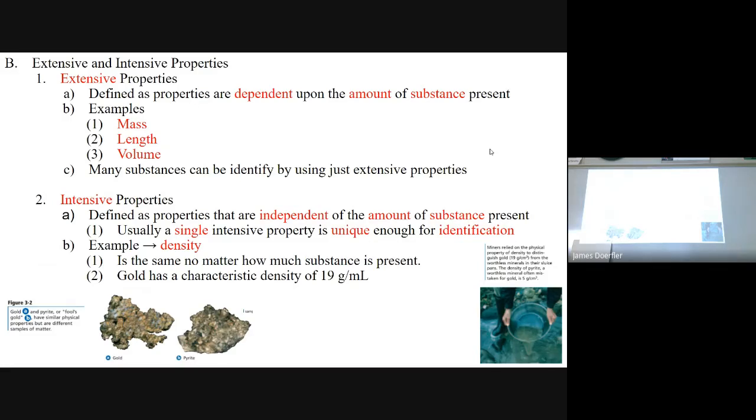Now, continuing on with our types of properties, we have two terms, extensive and intensive properties. Let's start talking about extensive properties first. Extensive properties are dependent upon the amount of a substance present. Mass, length, volume are all some examples of extensive properties.